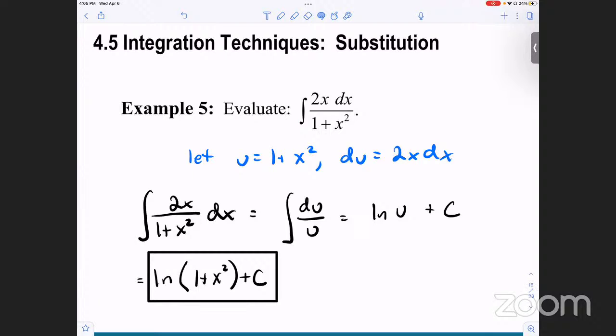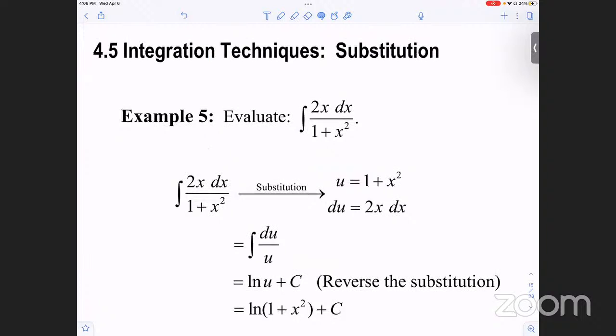The natural log of 1 plus x squared plus some constant.